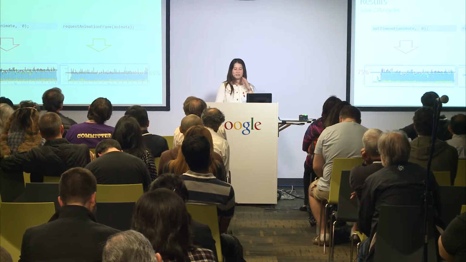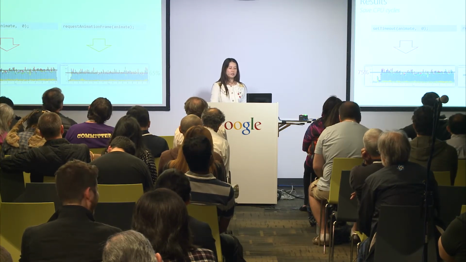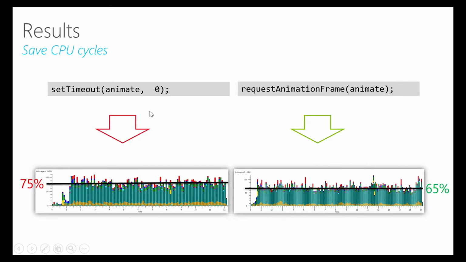All right, so the difference is huge. This is the one where I use setTimeout for animation with zero interval, which basically means keep on refreshing. You use more than 75% CPU utilization, versus when you use requestAnimationFrame, it's down to 65%. That actually saves 10% of the CPU utilization just by one method switch. That's pretty cool, right?